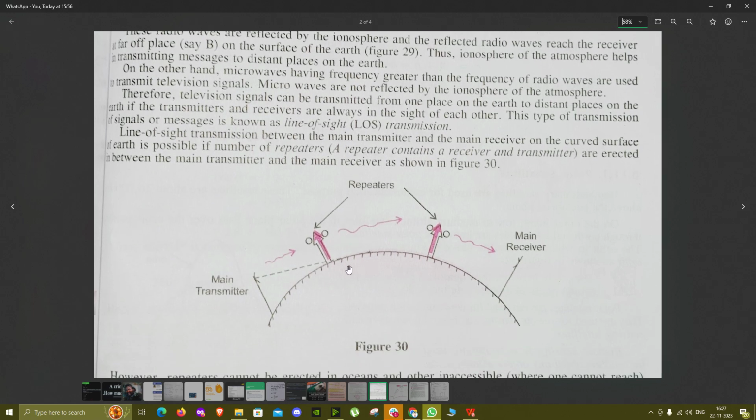Yes, this is the picture that can help us understand this. For a main transmitter and a main receiver on the curved surface of the earth, line of sight transmission is only possible if you have a number of repeaters, just like here. This is line of sight communication. This repeater will amplify the main transmitter's microwave signal, and then it will go to another repeater and then to the main receiver.